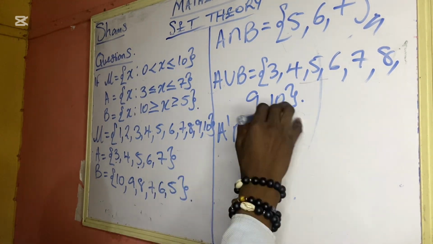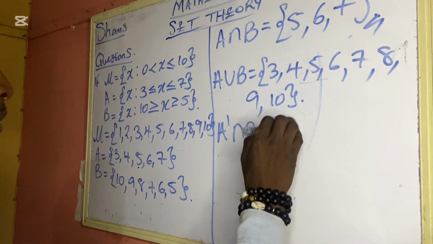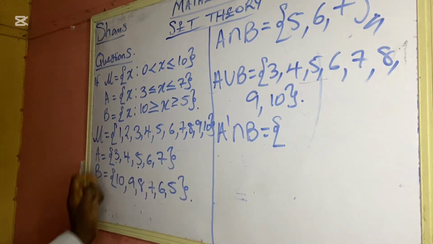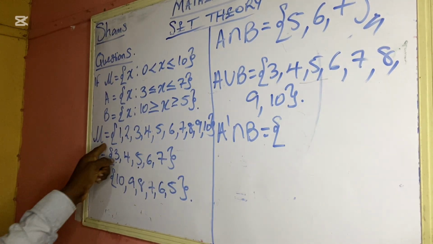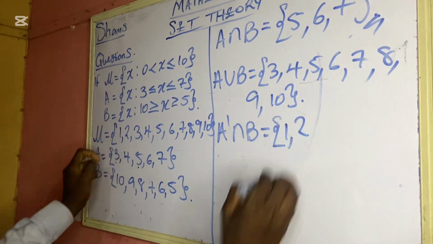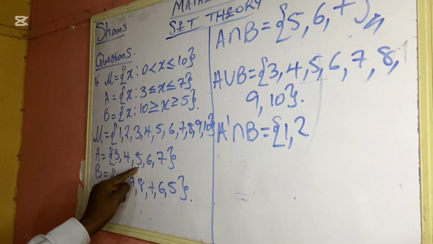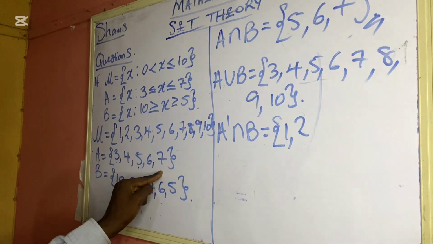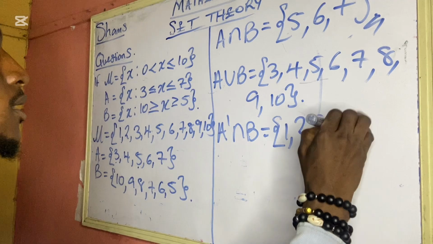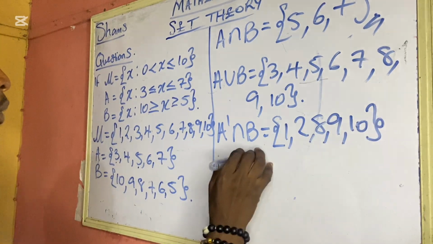What is A complement? I told us in the last video that A complement are the elements in the universal set but not in a particular set. So A complement will be the elements in the universal set here, but not in A. We have 1, we have 2, because there's no 2 here. There is 3, so I'm not going to write it. 4 is there, I'm not going to write it. 5 is there, 6 is there, 7 is there, 8 is not there, 9 is not there, and 10 is not there. So that's 8, 9, 10. Intercept B.